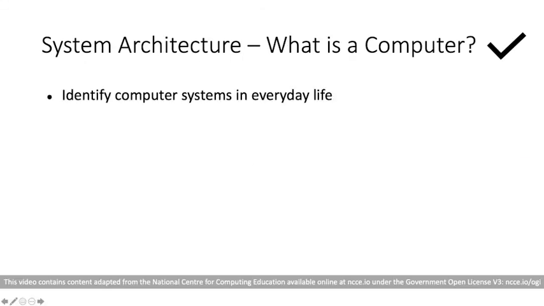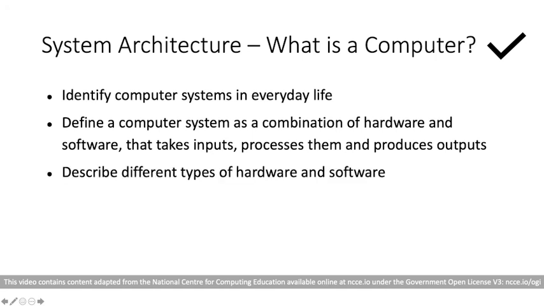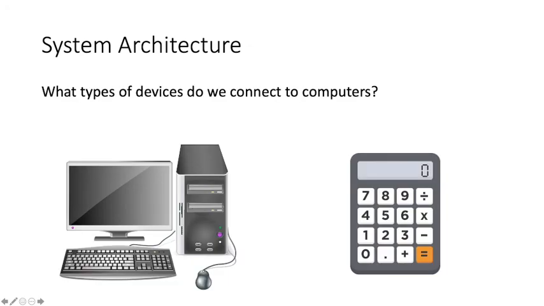We identified computer systems in everyday life, and we defined a computer system as a combination of hardware and software that takes inputs, processes them, and produces outputs. And finally, we described different types of hardware and software. So what types of devices do we connect to computers?